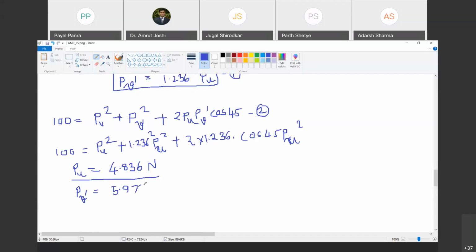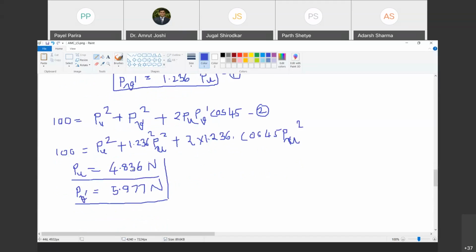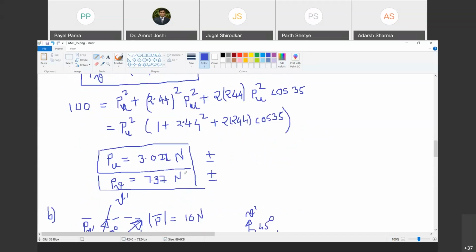Atharva? Sir, PU is correct, sir. Okay. And to get PV dash, we have to multiply that PU by 1.236. Happy? Okay, so these are the values of PU and PV dash. Now we will stop today by striking an observation. You observe this PU is not the same as this PU. Do you agree with me?